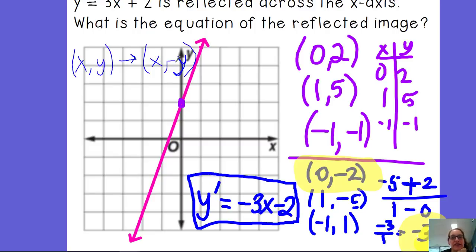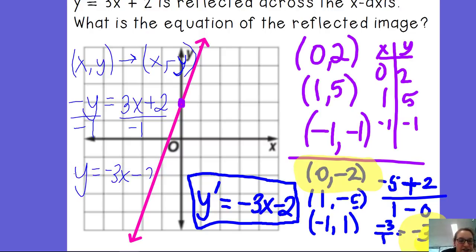So if I'm going to reflect this across the x-axis, all I'm doing is multiplying y by negative 1. So that would be negative y equals 3x plus 2. And now I just want to solve for y. So I'm going to divide everything by negative 1. So y is going to be negative 3x minus 2. So if you notice, I got the same equation for y prime.